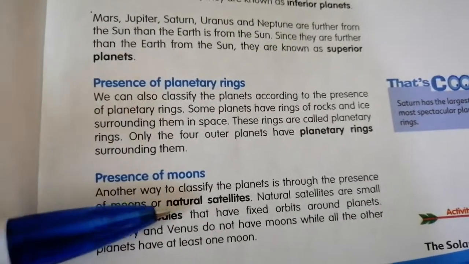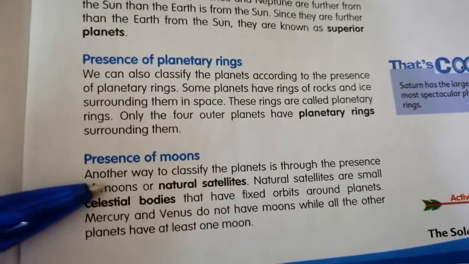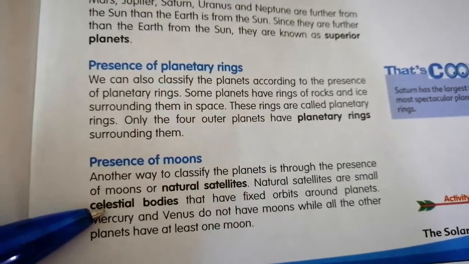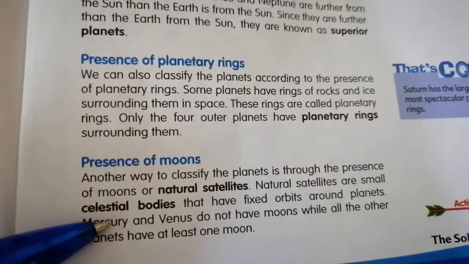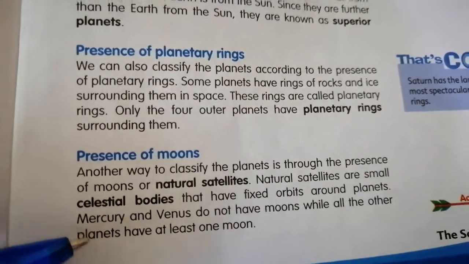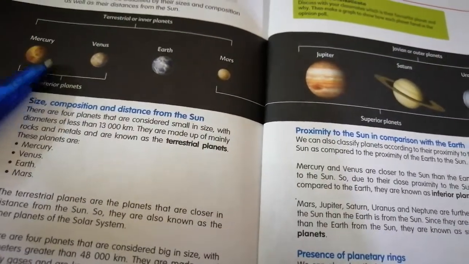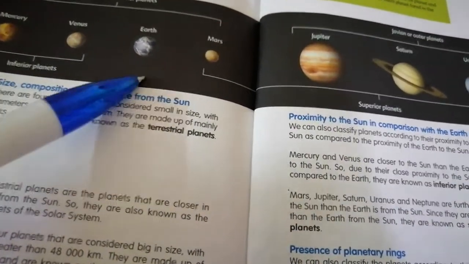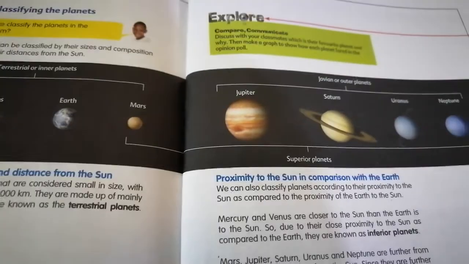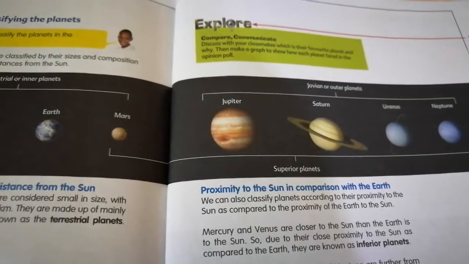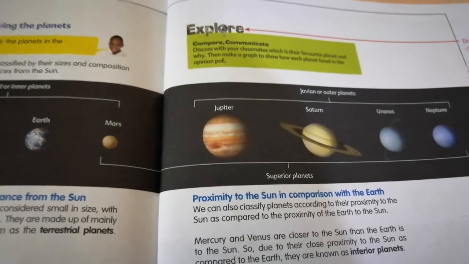Okay, look at the presence of moons. Another way to classify the planets is through the presence of moons or natural satellites. Natural satellites are small celestial bodies that have a fixed orbit around the planet. Mercury and Venus do not have moons, while all the other planets have at least one moon. So all the planets have their own moon except Mercury and Venus. Earth also has one moon, and we call it Luna. Other planets also have moons, and some planets have more than one moon.